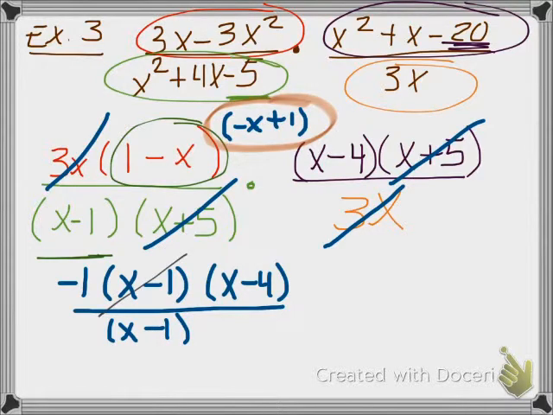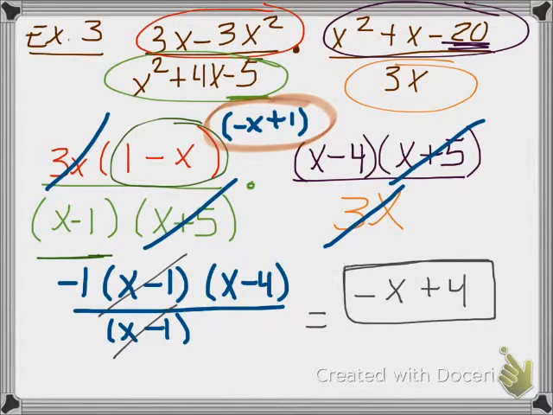But with that factoring out of the negative 1, we should be able to cancel those two. What do you have left over? Negative 1 times x, which is a negative x, and negative 1 times a negative 4, which gives you the positive 4.